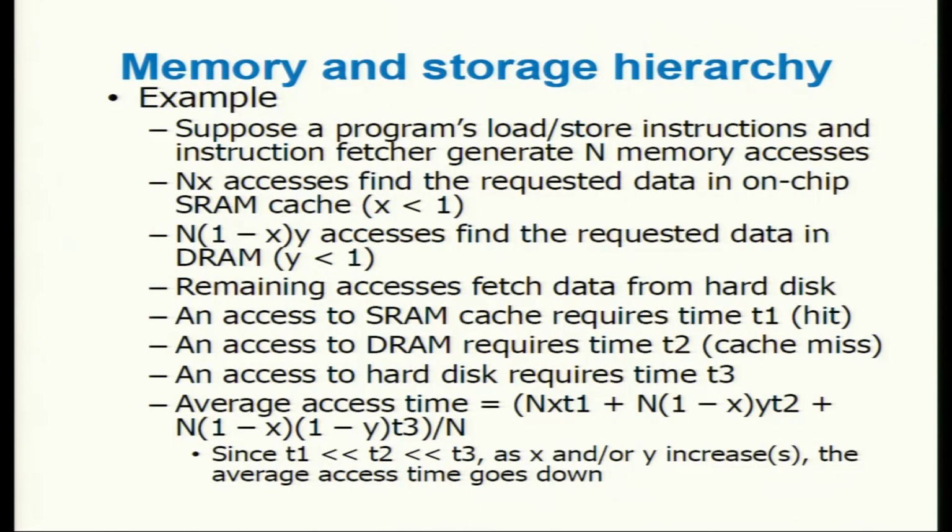If you look at this expression carefully, you'll find that since t1 is much less than t2, much less than t3, as x and or y increases, the average access time goes down. Which means I want to have more hits in my cache, and I want to have fewer page faults in my DRAM. These two are the most fundamental things that I want to exercise when I design my cache or my DRAM.